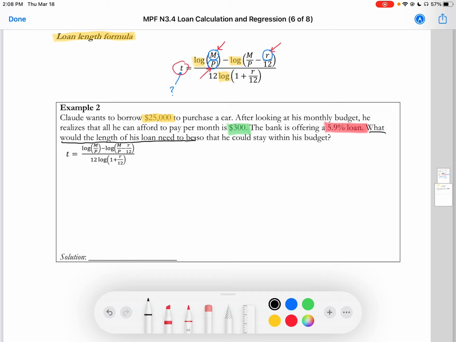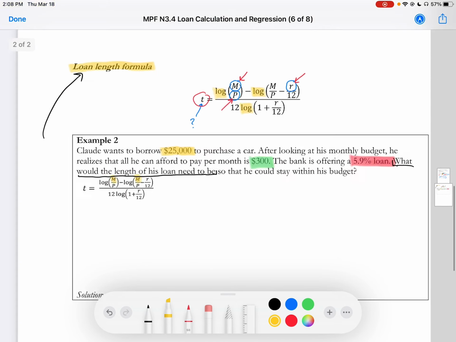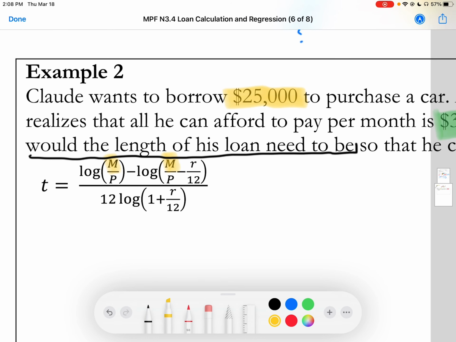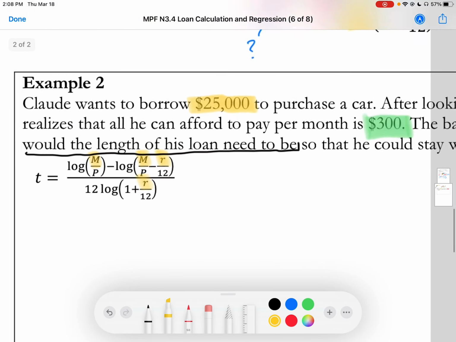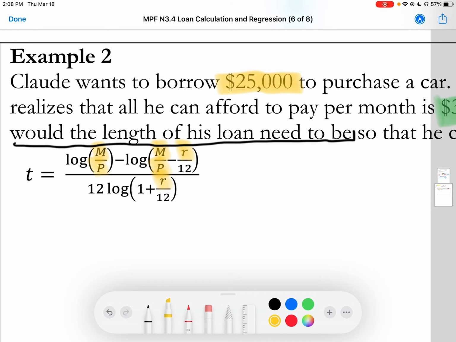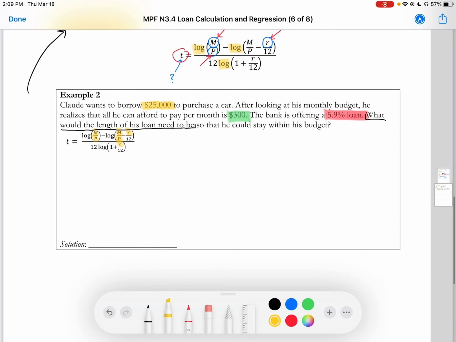Because it's asking for the length of his loan, we're going to use this loan length formula. In this formula, you see we need to know M, the monthly payment. Well, he already knows he wants it to be $300. We see R, the rate. He already knows what the bank is offering, this rate right here. And we see P, the principal. Well, he knows how much he needs to borrow: it's $25,000. So let's write all of that down. What he doesn't know is the length. How long should his loan be?